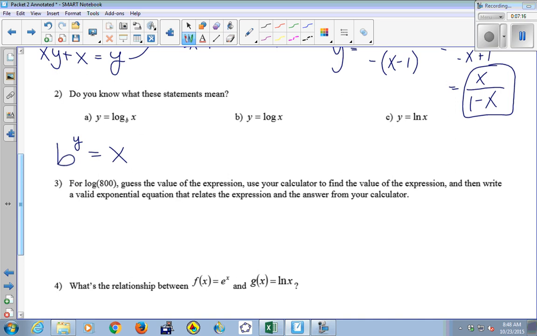How about this one? What if I just write y equals log x? How does that translate? Yeah, that one's a 10. When there's no base written, you assume it's a 10. So that says 10 to the y equals x. And what about ln, or the natural log? Y equals ln x. Yeah, your base is e when you see the ln. So that says e to the y equals x.